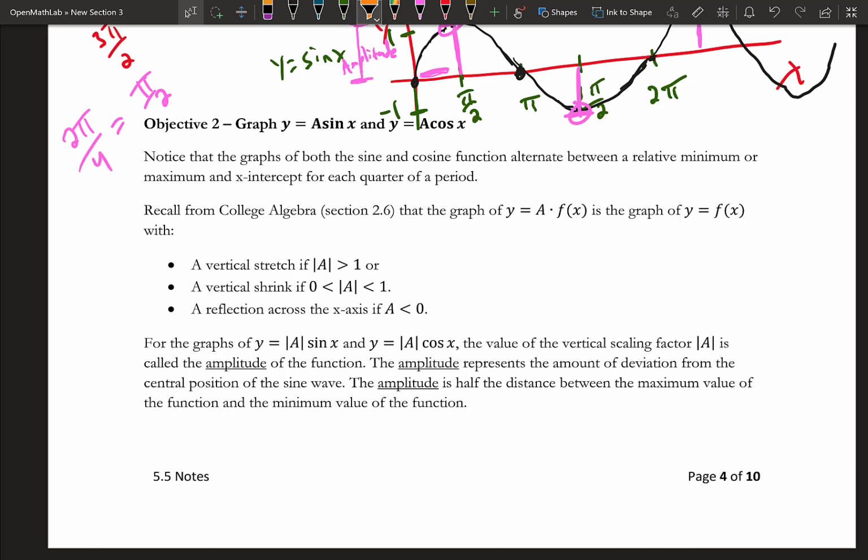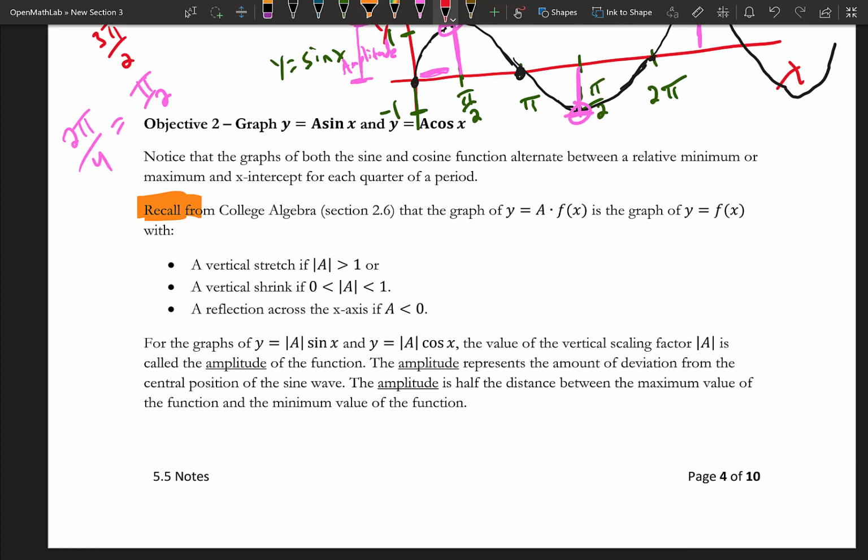So this part here is just some review. It says recall from college algebra, and if you took college algebra at Ohio State, that was section 2.6, which is our current textbook that we're using for this class. If you have a graph y equals a times f of x, that's the graph y equals f of x with the following: a vertical stretch if the absolute value of a is greater than 1, or a vertical shrink if the absolute value of a is between 0 and 1. And if a happens to be negative, that causes a reflection about the x-axis.